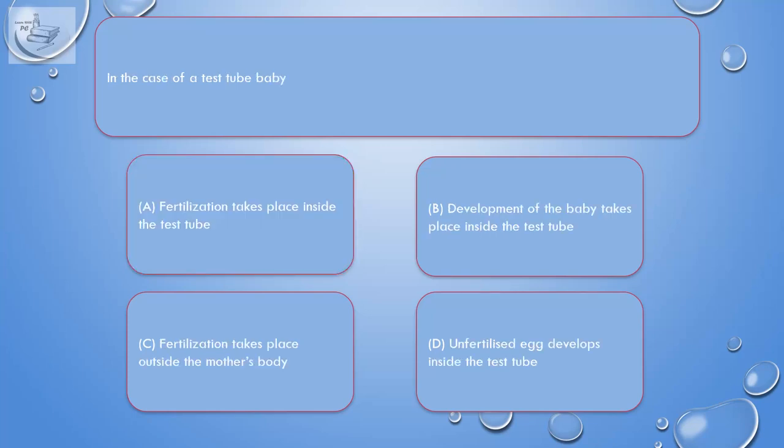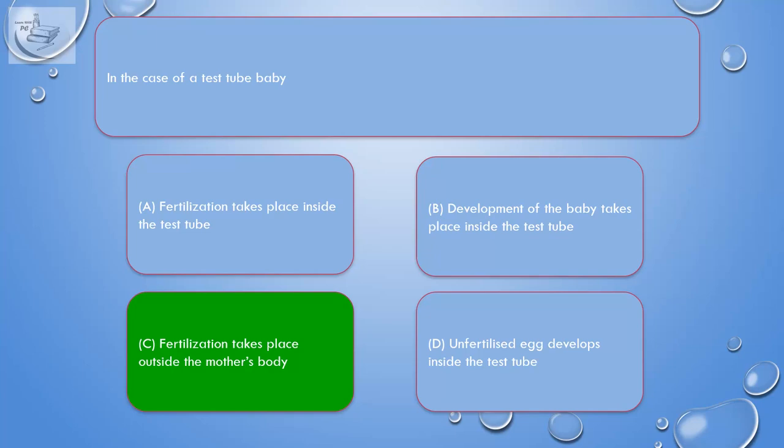Question: in the case of a test tube baby, A. Fertilization takes place inside the test tube. B. Development of the baby takes place inside the test tube. C. Fertilization takes place outside the mother's body. D. Unfertilized egg develops inside the test tube. Correct answer is C. Fertilization takes place outside the mother's body.